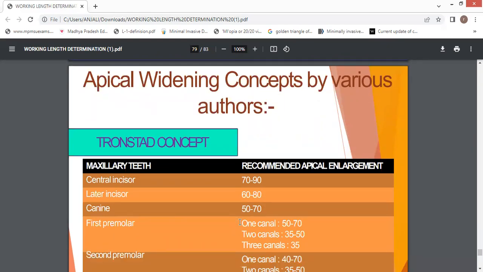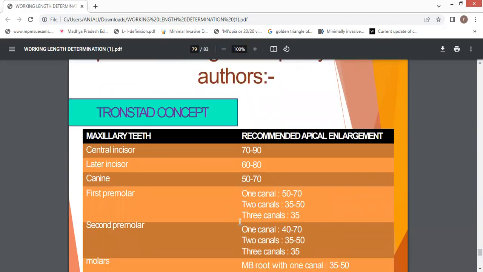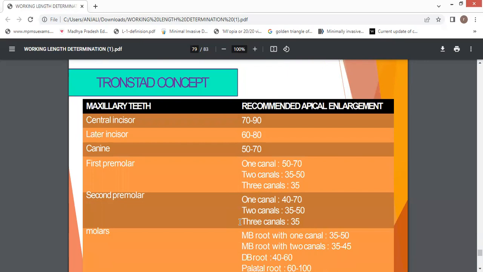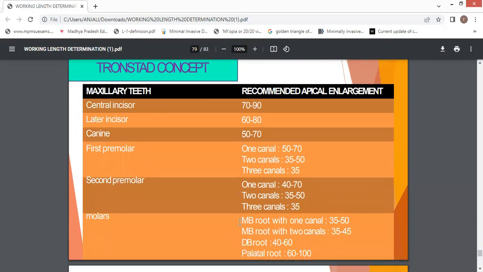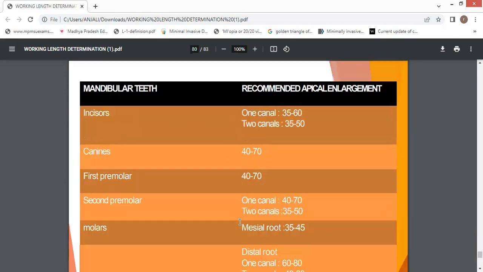Constant concept in maxillary teeth: central incisor has recommended apical enlargement 70 to 90, lateral incisor 60 to 80, canine 50 to 70, first premolar with 1 canal 50 to 70, 2 canals 35 to 50, 3 canals 35. In second premolar, 1 canal 40 to 70, 2 canals 35 to 50, 3 canals 35. In molars, mesiobuccal root with 1 canal 35 to 50, mesiobuccal root with 2 canals 35 to 45, distobuccal root 40 to 60, palatal root 60 to 100.